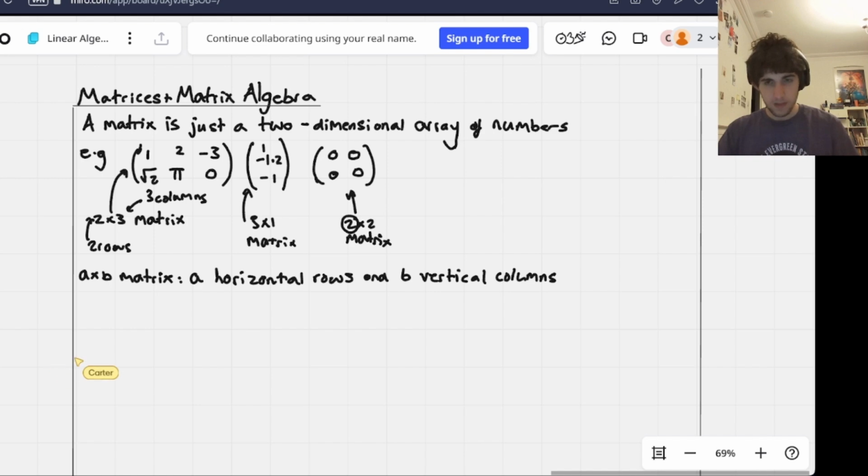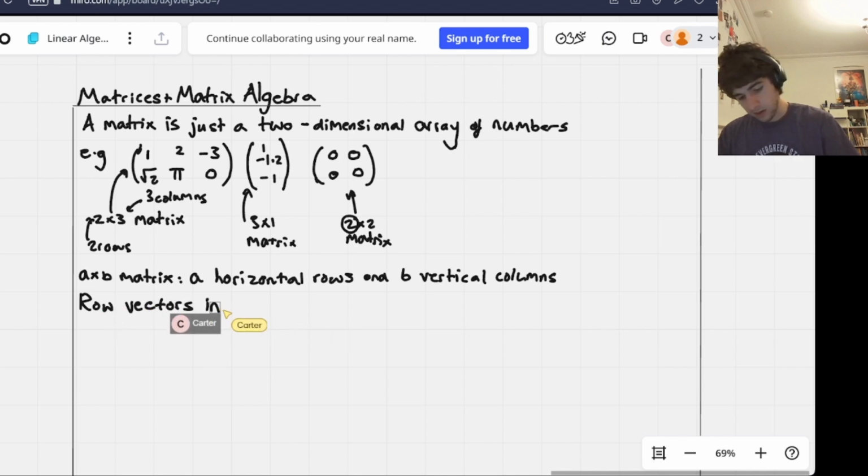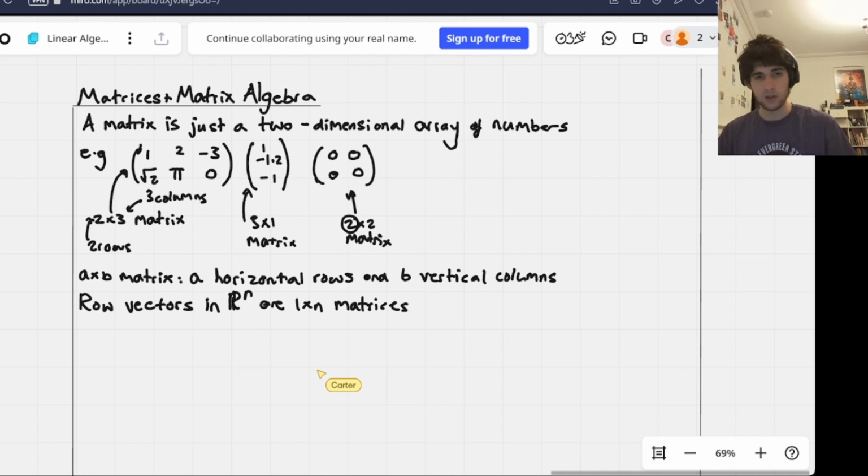Okay, let's talk a little bit about row vectors and column vectors. Row vectors in Rn are effectively just 1 by n matrices. So you can think of row vectors as matrices that have one horizontal row and n vertical columns, something like this. And these were exactly the kind of things that described our solutions to our linear systems.